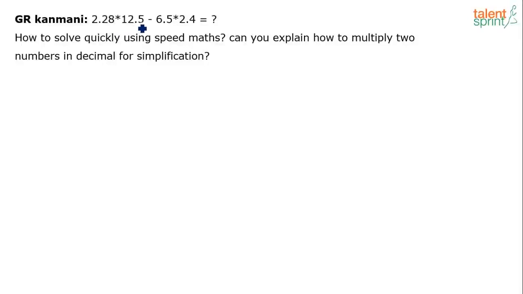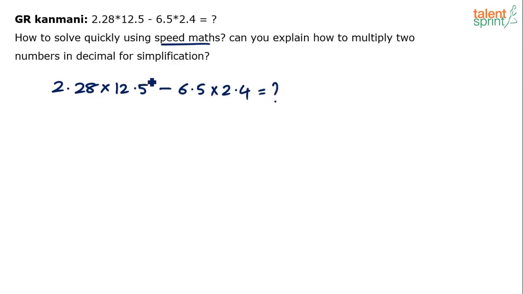2.28 into 12.5 minus 6.5 into 2.4 is equal to what? Now the actual question is how to solve quickly using speed math. Can you explain how to multiply two numbers in decimal for simplification? Now look at this. There are a number of ways in which you can do it, right? We have to multiply 2.28 with 12.5 and 6.5 with 2.4 to get the required answer.